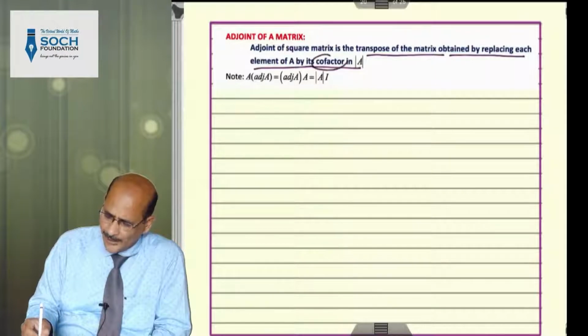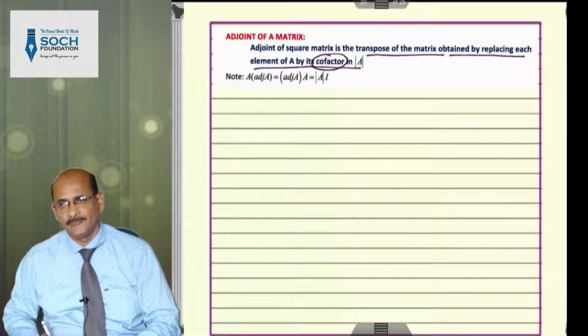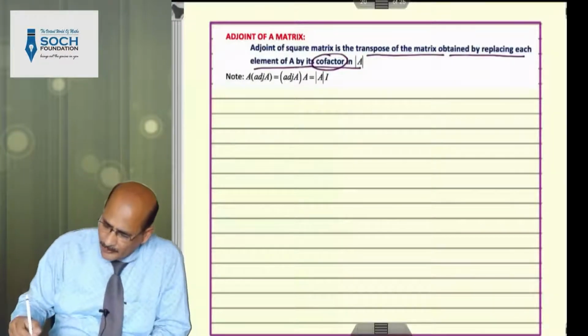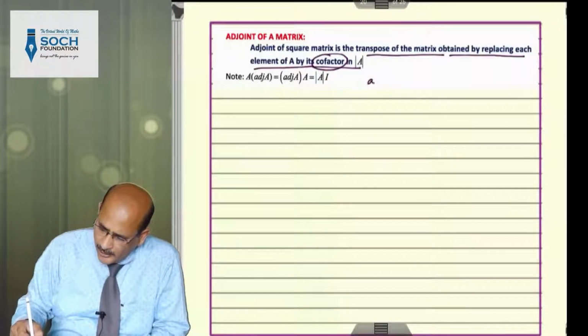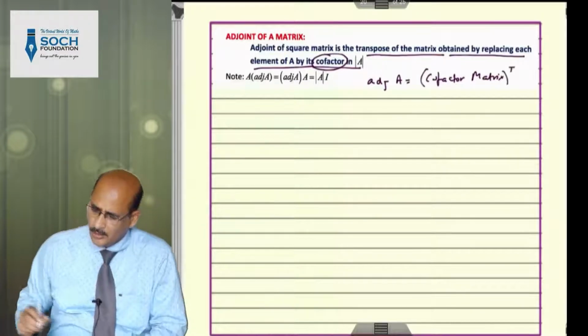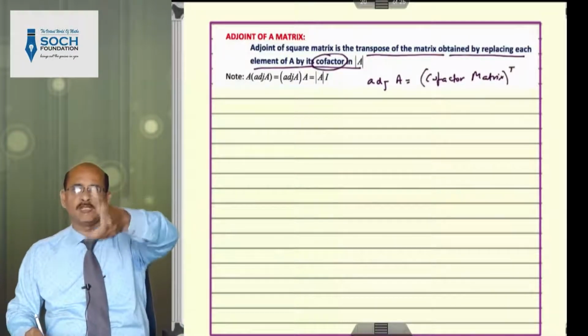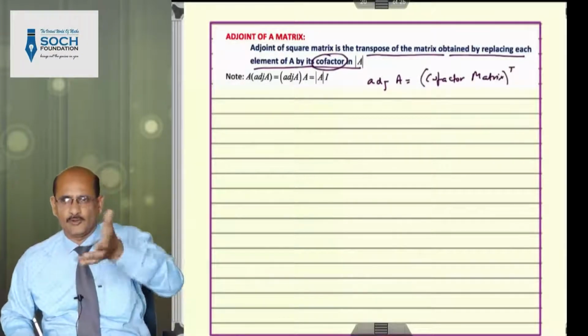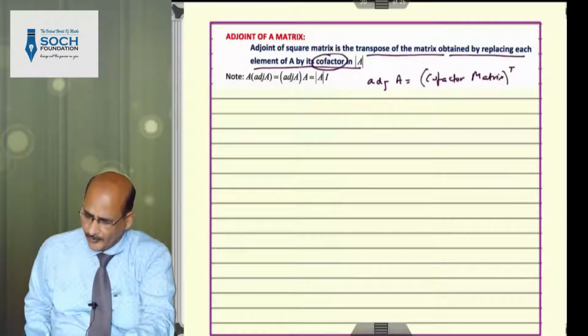If you remember, this word cofactor was used in determinants. But instead of telling you this, I would use a simple statement: adjoint A is nothing but the cofactor matrix, its transpose. So first find the cofactor matrix and transpose it, that's it. And we will give you a shortcut for it, where we don't have to do the transpose, it will already be done automatically.